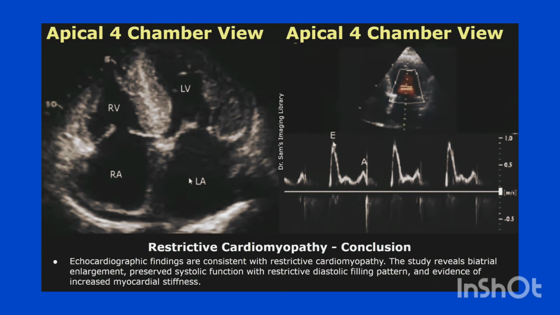This is the conclusion. Echocardiographic findings are consistent with restrictive cardiomyopathy. The study reveals biatrial enlargement, preserved systolic function with restrictive diastolic filling pattern, and evidence of increased myocardial stiffness.